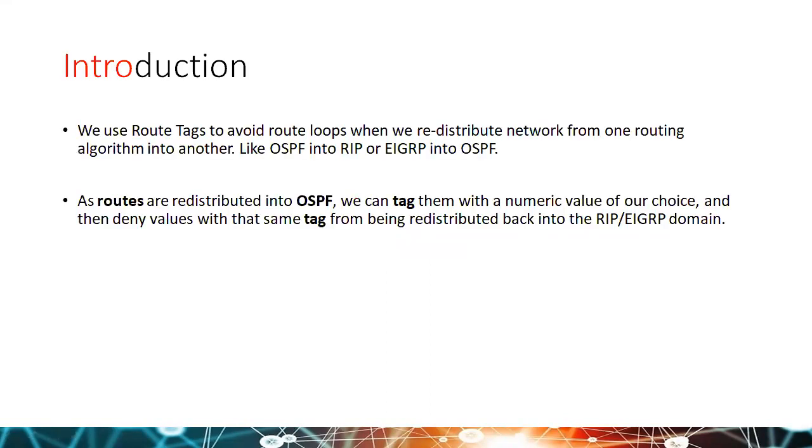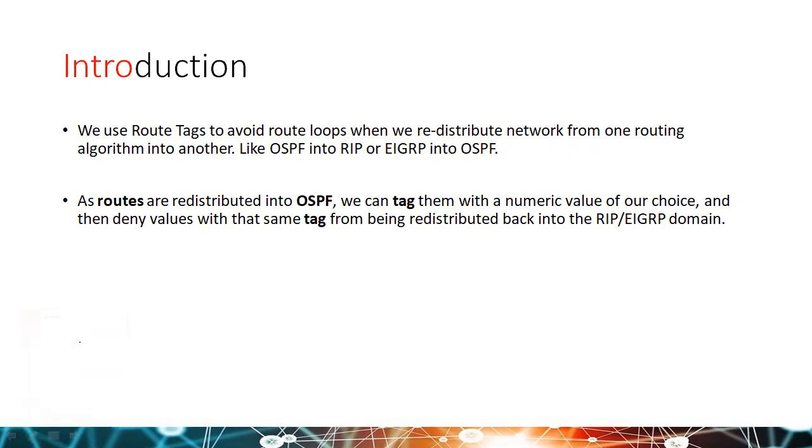Route tags are basically used to avoid routing loops within OSPF, or I would say any routing algorithm. Usually, any distance vector routing protocol will use split horizon to avoid routing loops. But these route tags are a little different.